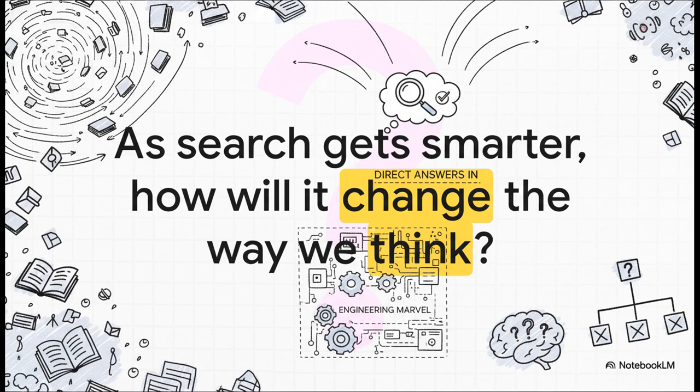So, from an infinite, chaotic library to a direct answer on your screen in milliseconds. The journey of a single search query is honestly one of the great engineering marvels of our time. And it kind of leaves us with this final thought to chew on. As these systems get even smarter, even better at predicting what we want and just giving us the answer, how is that going to change the fundamental way we look for information, the way we think, and maybe even the way we learn?